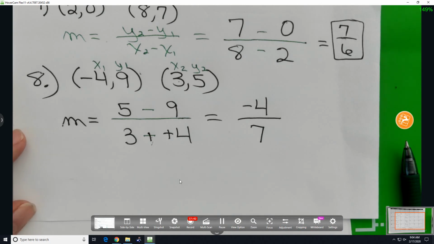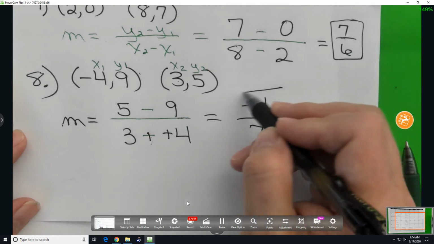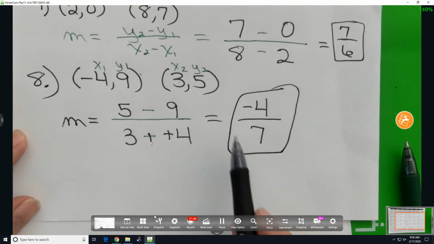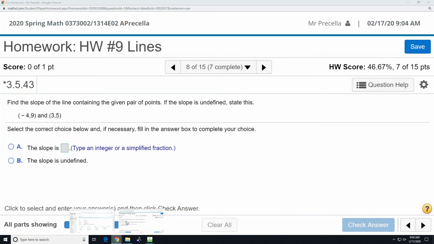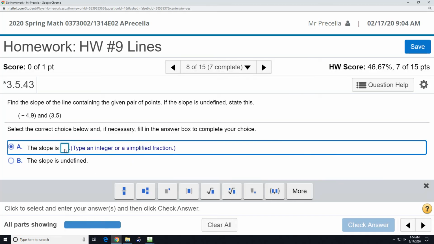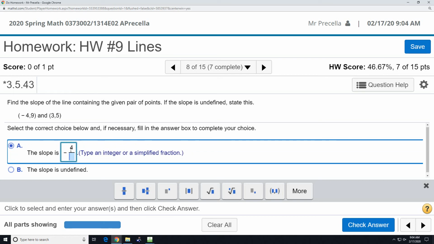-4/7, we can't reduce that. I'll just leave it like that. I guess I could put the minus. You put the minus in front. Well, if you use the slash, it puts it in front automatically. Okay. Come over here. Type the click and -4/7. See?